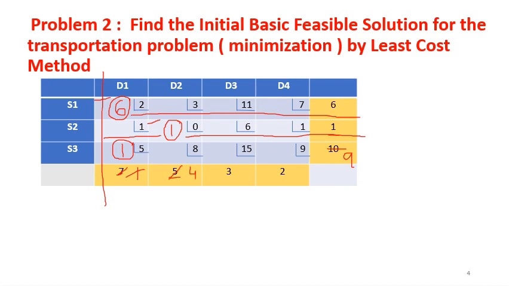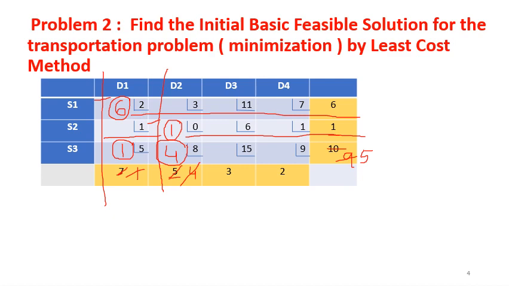So that 4 will be catered to here. That 4 will come here. So this is fully satisfied now. D2's full requirement is satisfied. Now what is left now? 5 units are left here.